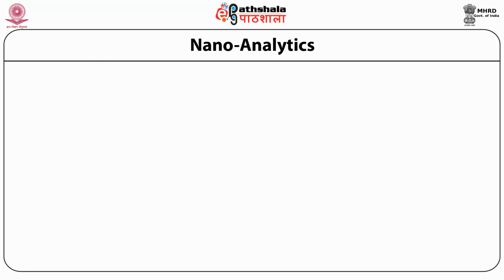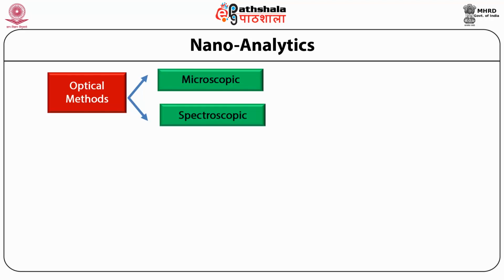There are different types of nanoanalytical methods based upon the principles behind their application. Like optical methods, which use light, so they are further classified into two categories, microscopic and spectroscopic. In microscopic methods, we use electrons or light, and the microscopic parameters of the material are analyzed. The examples include confocal microscopy, scanning electron microscopy, transmission electron microscopy, energy dispersive X-ray spectroscopy, and atomic force microscopy.